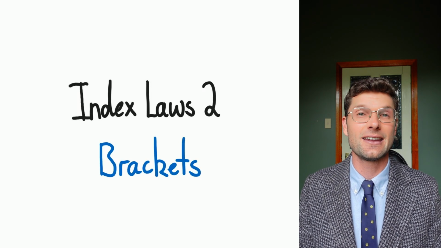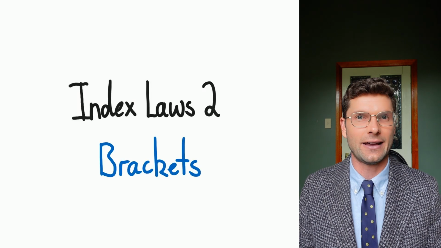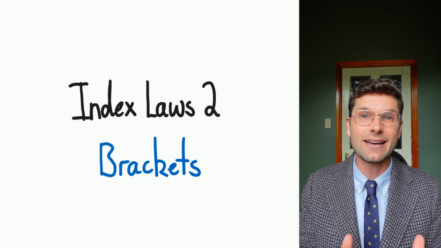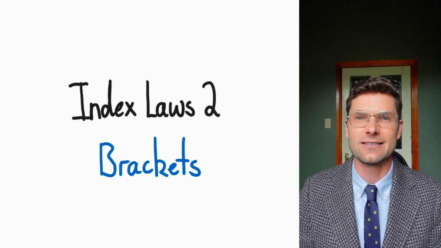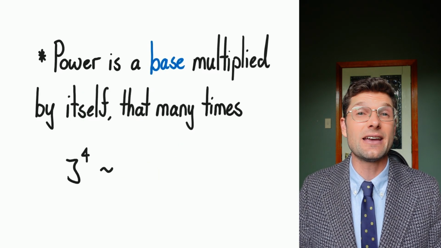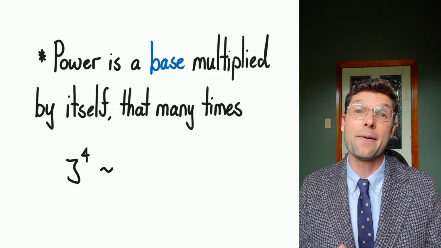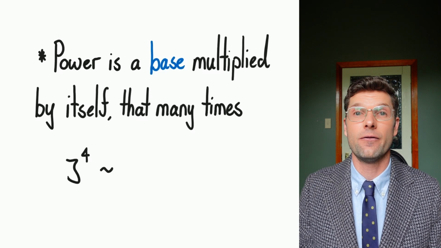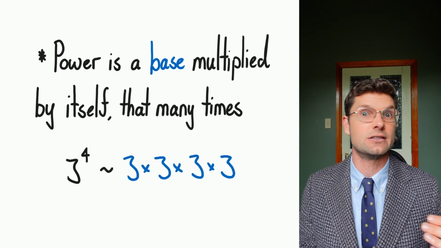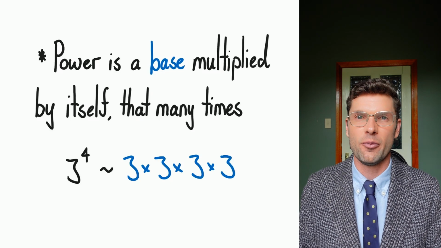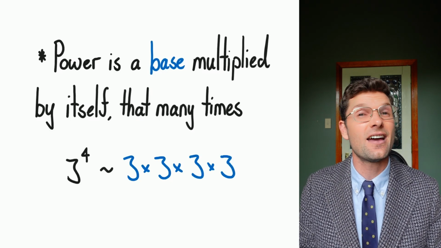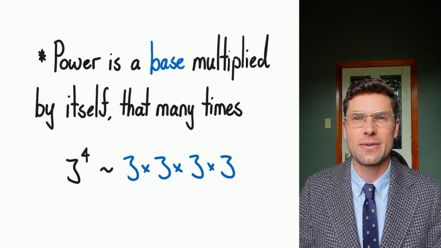Today we're going to look at our second index law, which is talking about brackets. We're really looking at what happens if there is a base, brackets, and then a power on the outside. The big thing that we need to remember is that a power is just saying how many times a base is multiplied by itself. So 3 to the power of 4 is just 3 times 3 times 3 times 3. This is the key understanding for this lesson. If you already know that, the next step is not going to be too difficult.